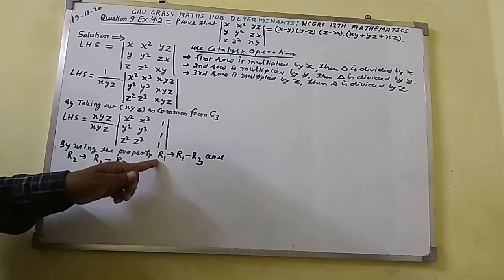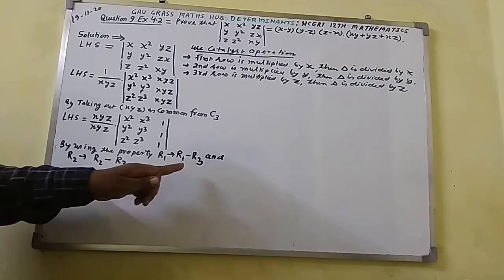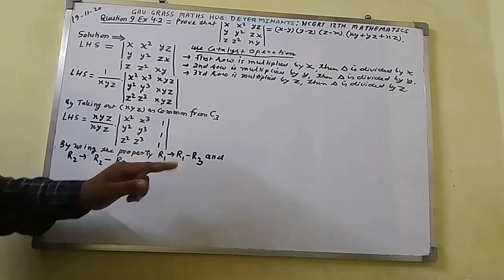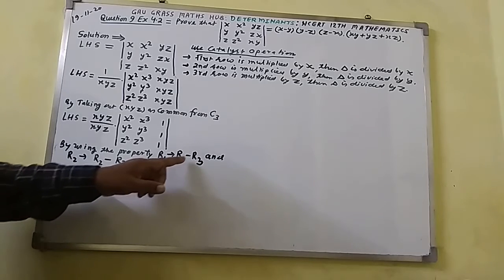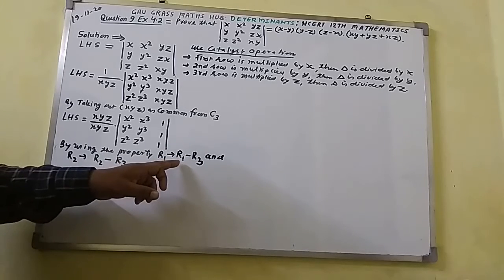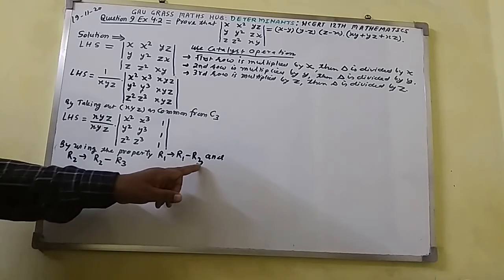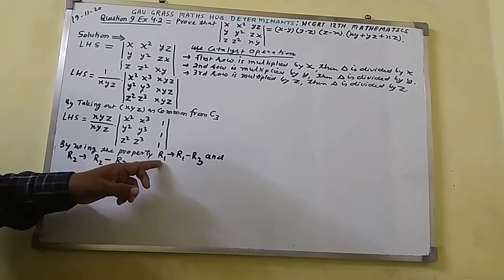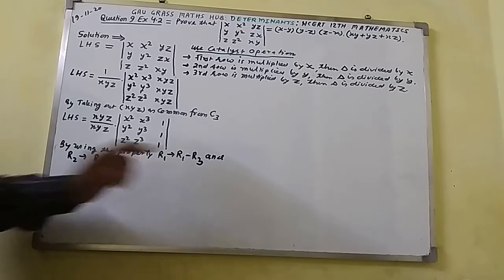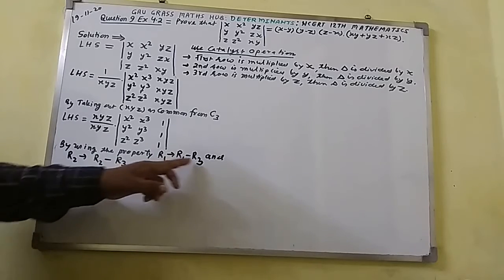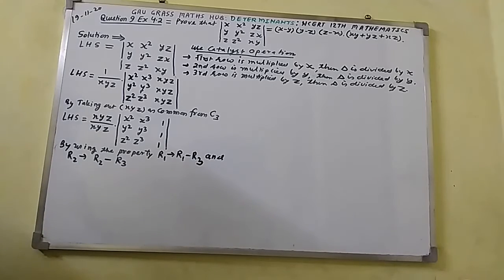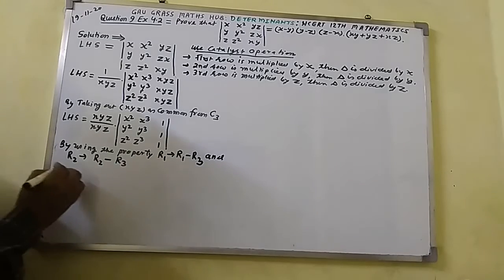So here you can see R1 is there, here R1 must come. Here 1 is there, here 3 is there. The different row must be there. Here minus is there. So here first row is there, here third row is there. The different rows must be there. So R1 goes to R1 minus R3 and R2 goes to R2 minus R3. This property I shall use here. Let us see what result will be.